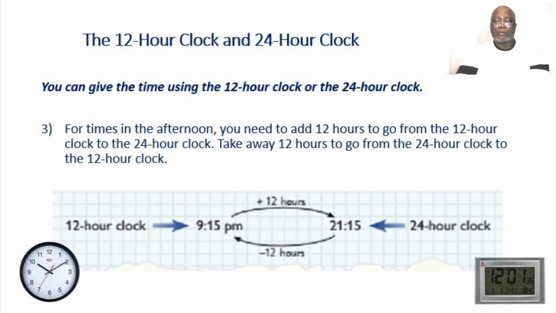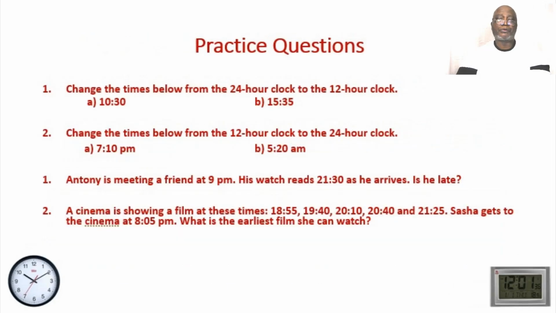Likewise, 21:15, which is on the 24-hour clock, to translate that to a 12-hour clock, you have to subtract 12 hours and you will get 9:15 p.m. You can translate any time from 12 hours to 24 hours and vice versa. I've got some practice questions here which will reinforce your knowledge on the relationship between the two clocks, 12 hours and 24 hours.